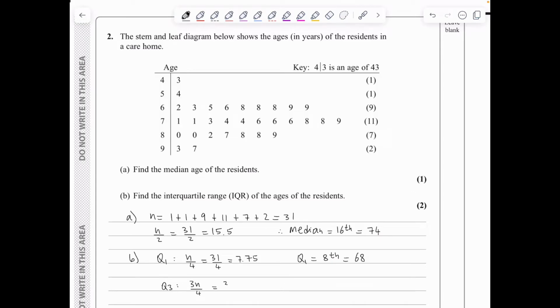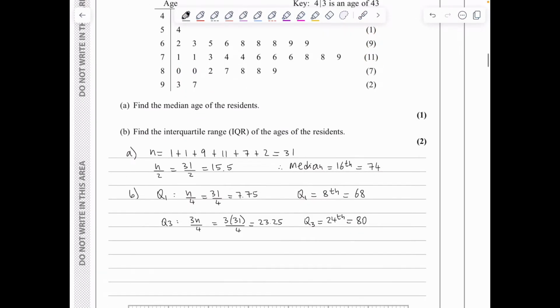Using a similar approach for Q3, I will evaluate 3n over 4. So I'll be doing 3 times 31 over 4, which gives an answer of 23.25. So I will round up once more to say that Q3 will be given by the 24th observation. So we've got 1, 2, and 9, it's 11, and another 11 is 22, 23, 24. So my upper quartile Q3 is 80, which means that to find the interquartile range, I will simply be doing Q3 minus Q1, which is 80 minus 68, which gives an answer of 12.